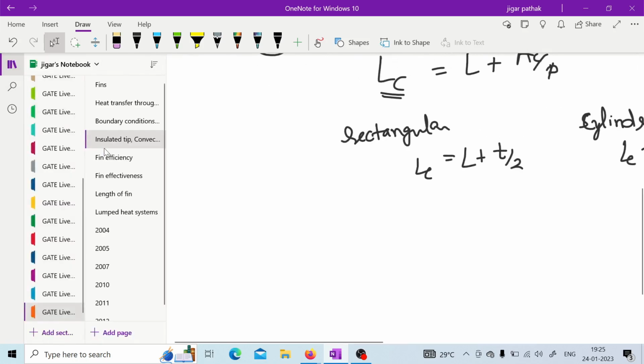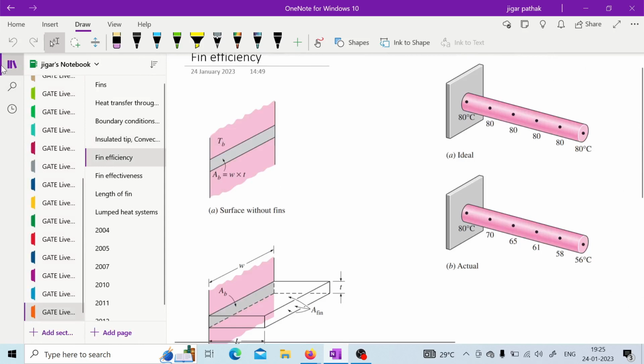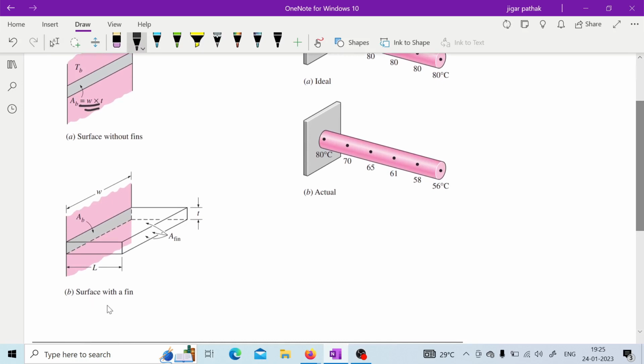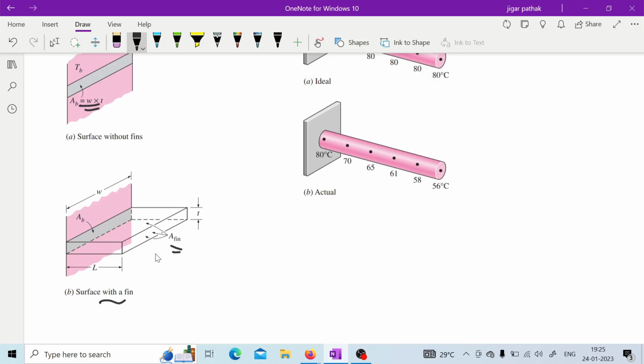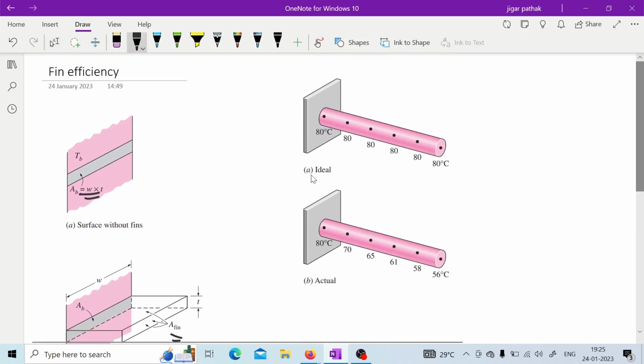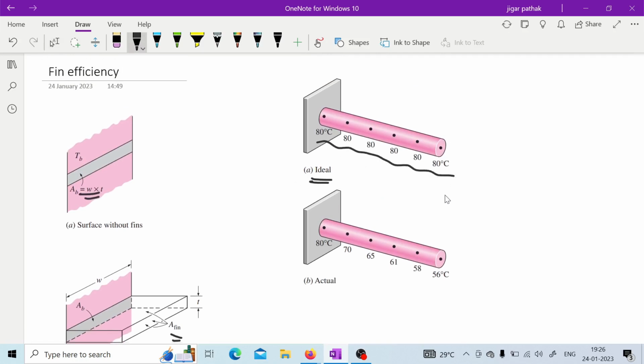Once you have an idea about this, we can go for the efficiency and effectiveness of fin. Basically, efficiency of fin is this: you have a base area without fin, and if you provide a fin, then you will have a surface with fin with increased area. In the case of efficiency of fin, when you add a fin to any surface, the ideal situation is that the fin must be at the same temperature throughout, as you can see.